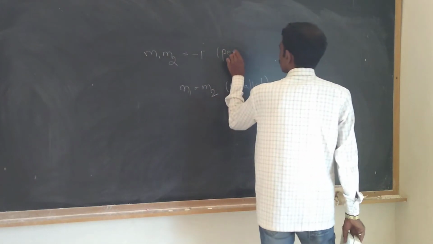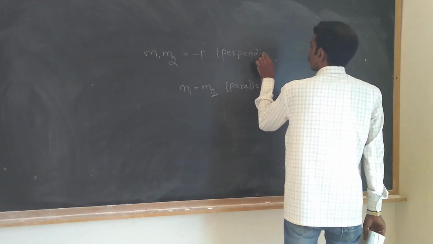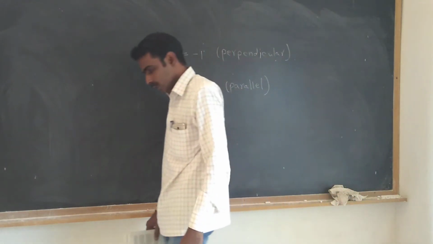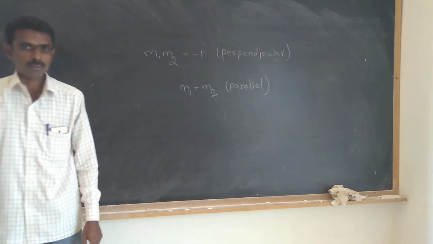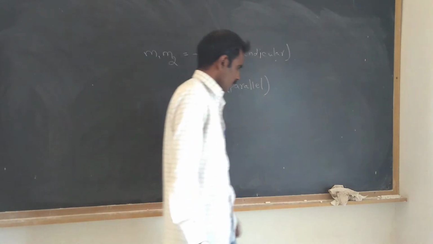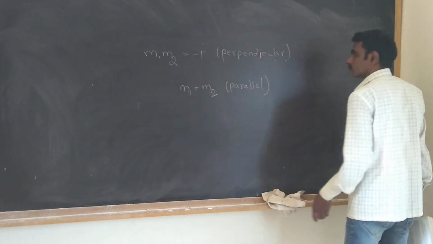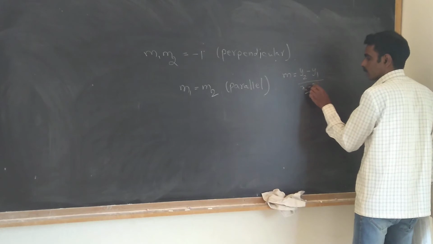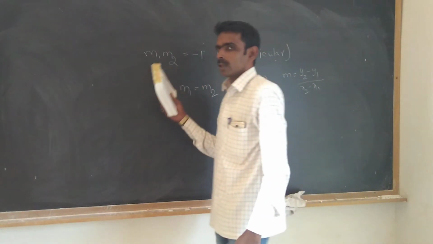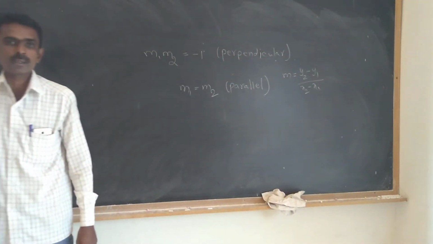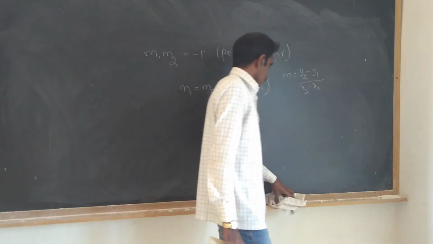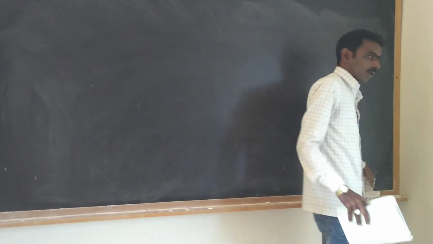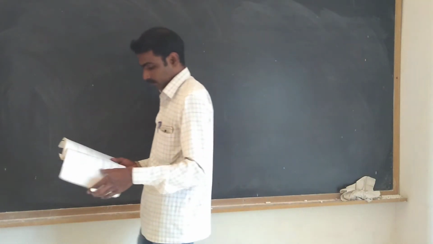And they are said to be perpendicular if the product of their slopes is equal to -1. Now, based on these formulas, that m is equal to y2 minus y1 divided by x2 minus x1, and the condition for parallelism and the condition for perpendicularity, we shall solve the problems based on these.